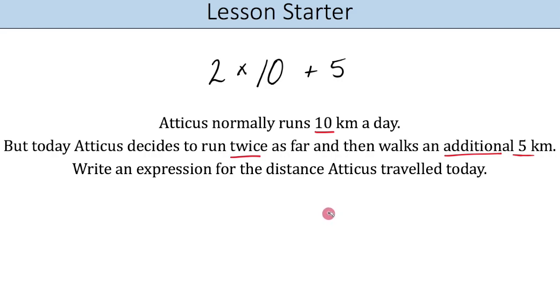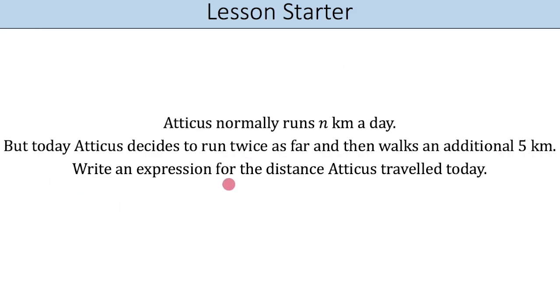So what we're going to do now is slightly change this question. So hopefully you can see what has now changed with this question. It now reads, Atticus normally runs n kilometers a day. But today, Atticus decides to run twice as far and then walks an additional 5 kilometers. Write an expression for the distance Atticus traveled today. So instead of dealing with the 10 kilometers, we now have a letter instead of a number. We have n. And it still wants us to write an expression.